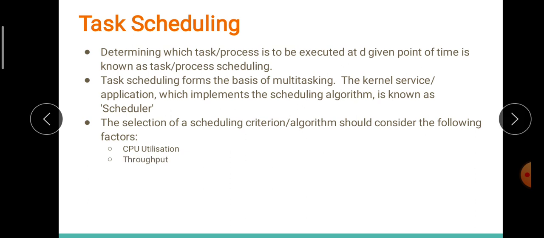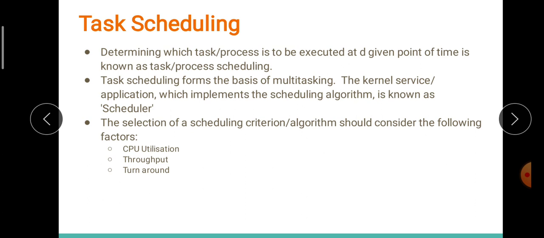Along with that, throughput. The throughput gives us an idea about the number of processes which are being executed per unit time. And of course, the throughput of a good scheduler should always be high, right? Which indicates that a huge number of processes are being executed at a particular time. So this in fact shows the efficiency of the scheduler and hence your system.